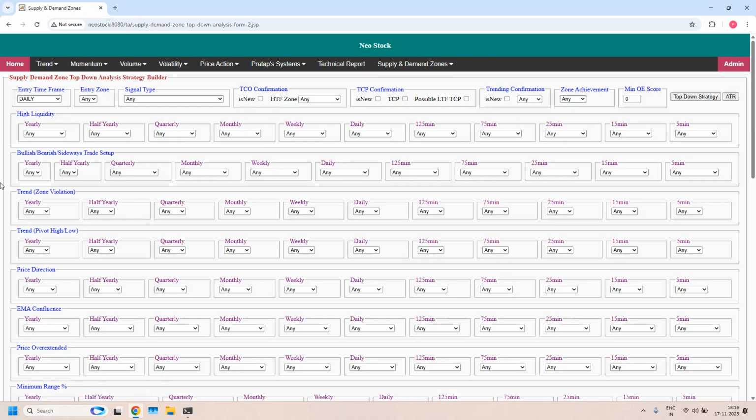Okay, next, weekly income trade report, sideways long trade setup for weekly income trade. Entry time frame zones are 75 minutes demand zone. At 75 minutes time frame, I am selecting sideways long. Zone achievement violated, opposing zone. Minimum odd enhances score 11. Now we don't want any pierced zone. So the 75 minutes demand zone should not be pierced.